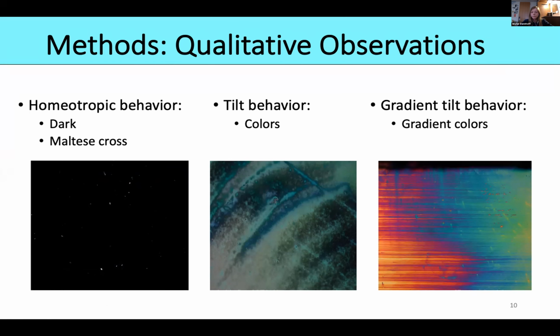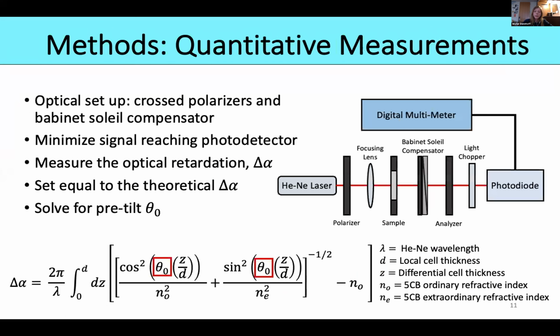Now, quantitatively, we can measure the actual pre-tilt using an optical setup with cross-polarizers again, and using what's called a Babinet-Soleil compensator. We can use this compensator to minimize the signal that gets through to this photodetector. And by doing that, we're measuring what's called the optical retardation at various points along the cell. Now, optical retardation, as we can see from this equation here, is a function of our pre-tilt, which we're solving for. So once we've measured the optical retardation, we set it equal to this equation, and then we can use numerical root finding to solve for our pre-tilt.